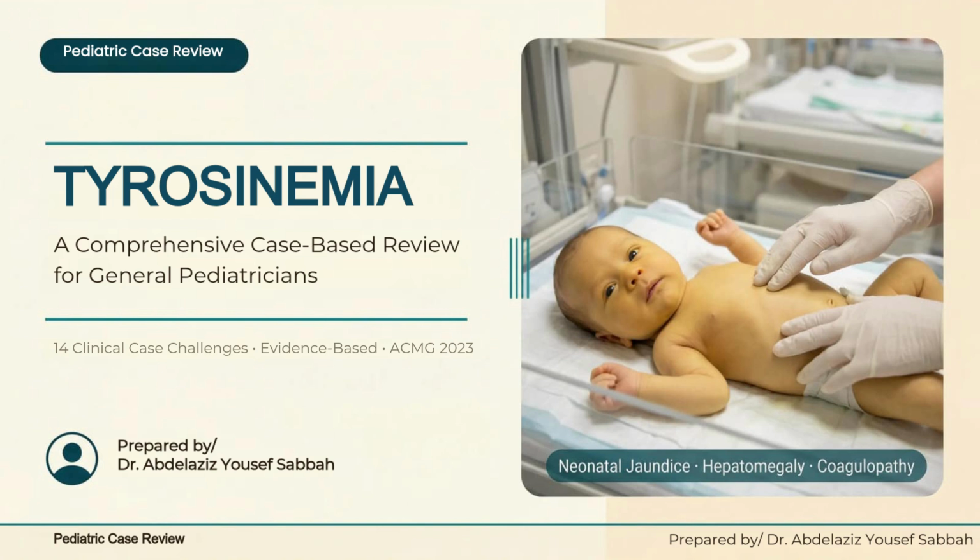Today we present a comprehensive case-based review of tyrosinemia for general pediatricians. This lecture covers 14 clinical case challenges addressing neonatal liver failure, neurologic crises, skeletal deformities, pathophysiology, newborn screening, laboratory monitoring, ocular and skin findings, pharmacological therapy, dietary management, cancer surveillance, visual complications, renal tubular dysfunction, treatment titration, and clinical odor recognition. This is an evidence-based review aligned with current guidelines.